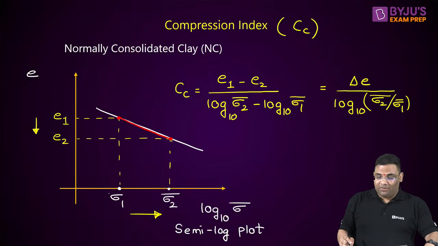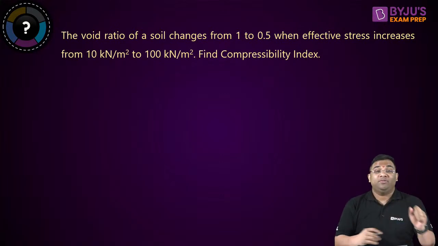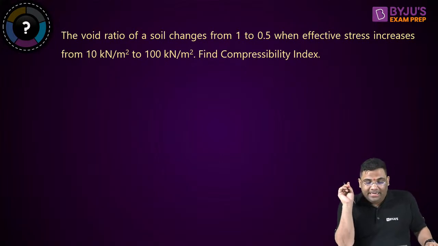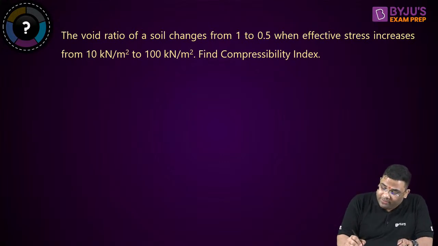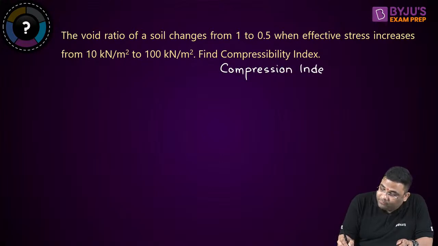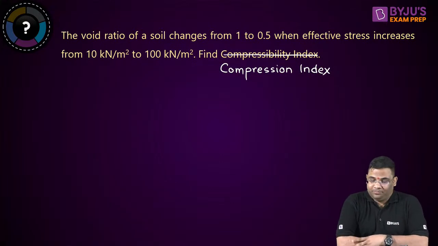They're different. Let us solve a very simple question. So please solve this question, okay? I am answering the question. You take your time and please solve it. What is the question? The void ratio of a soil changes from 1 to 0.5 when effective stress increases from 10 to 100 kilonewton per meter square. Find compressibility index. So this question is wrong. Here you can write, find compression index. Okay, I'll just correct the question. It is compression index. Okay, find your compression index. Please find out.